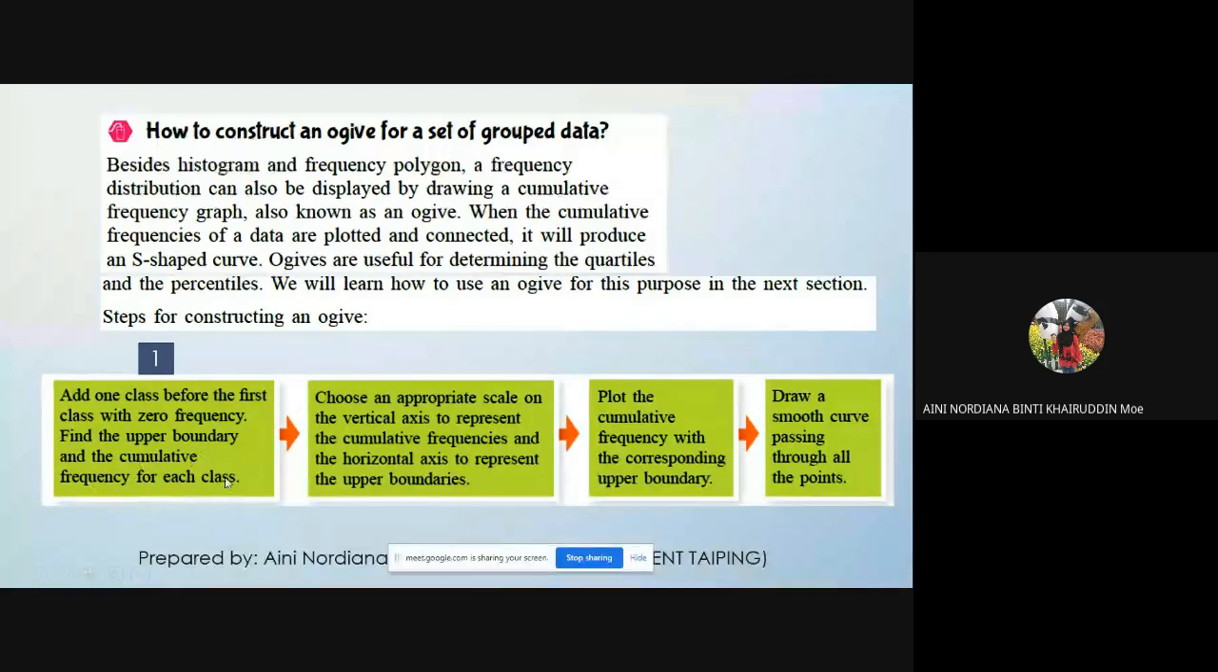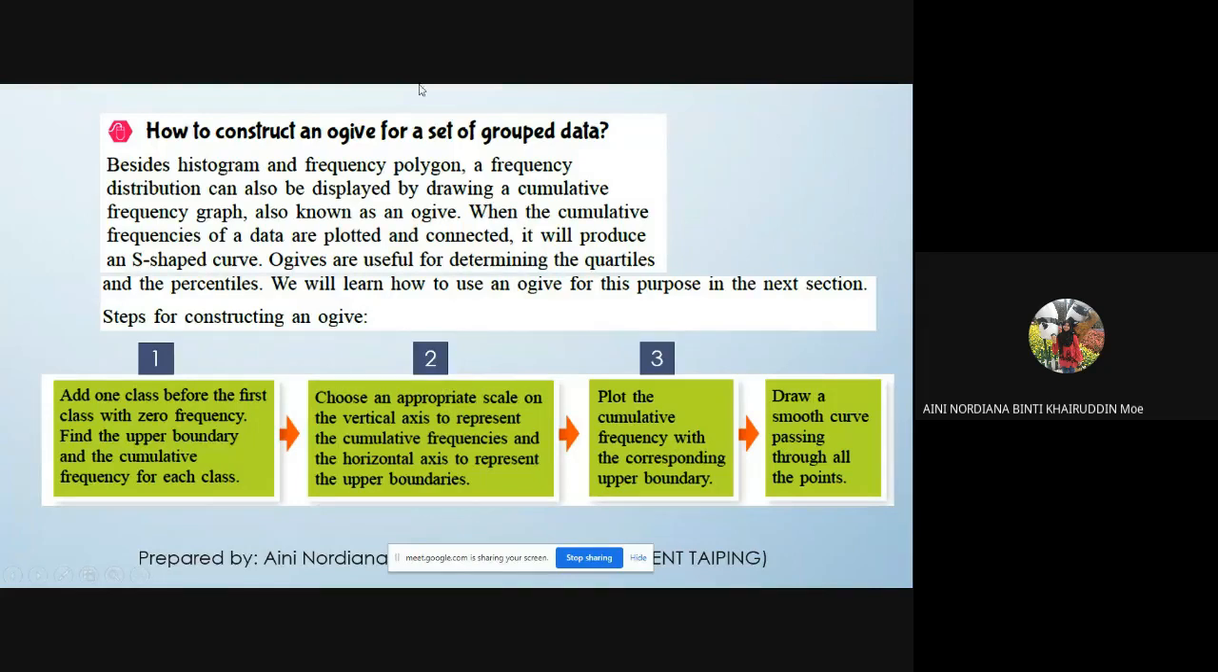So to draw an ogive, we need upper boundary and cumulative frequency. Ada yang nak tanya soalan ke? Okay, we proceed. Step 2, choose an appropriate scale on the vertical axis to represent the cumulative frequency. So means y axis is the cumulative frequency. And the horizontal axis or x axis represents the upper boundaries. This one biasanya dalam soalan tu dia dah mention lah scale dia.